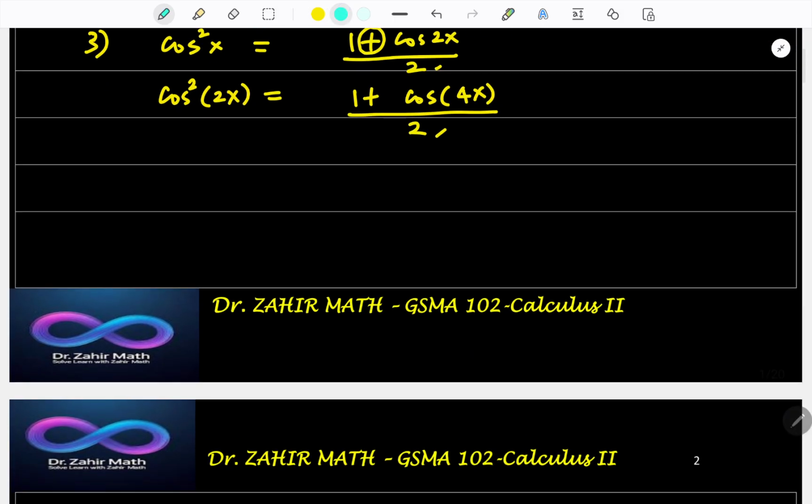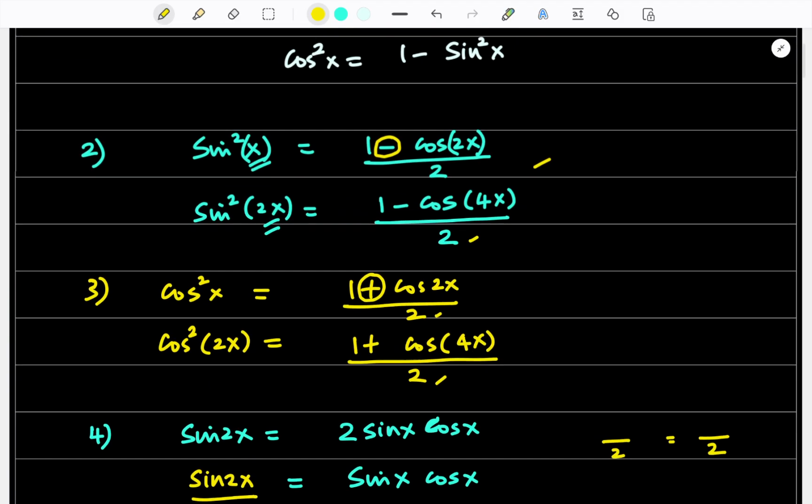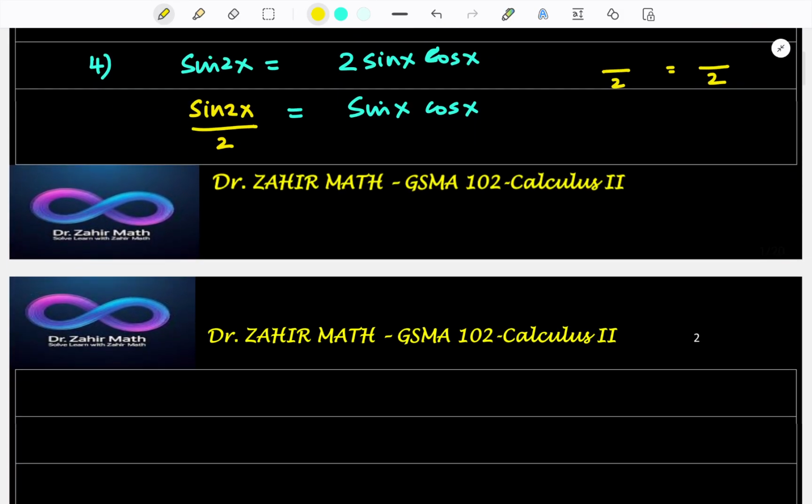Let's go to the next formula, number 4. sin2x, that is the double angle formula. So you can remember 2 sin x cos x. This is also something you studied in 002. Sometimes you will get a situation with sin x cos x. At that time it will be sin2x, where this 2 will come here, or you can divide by 2. Both are the same idea, so this situation will also come. These are the rules related to sine and cosine.